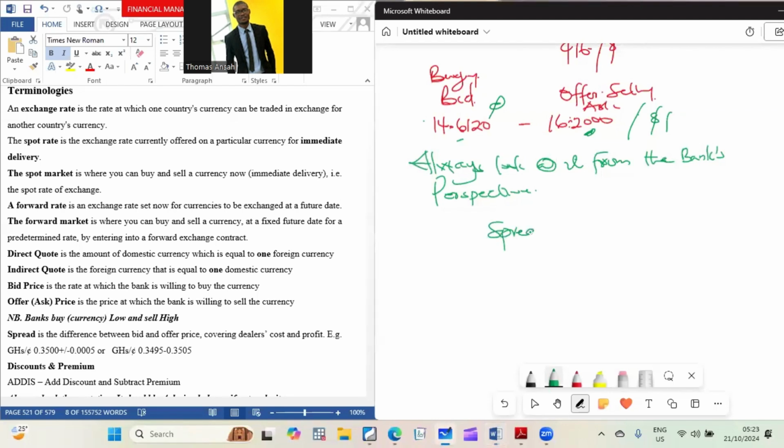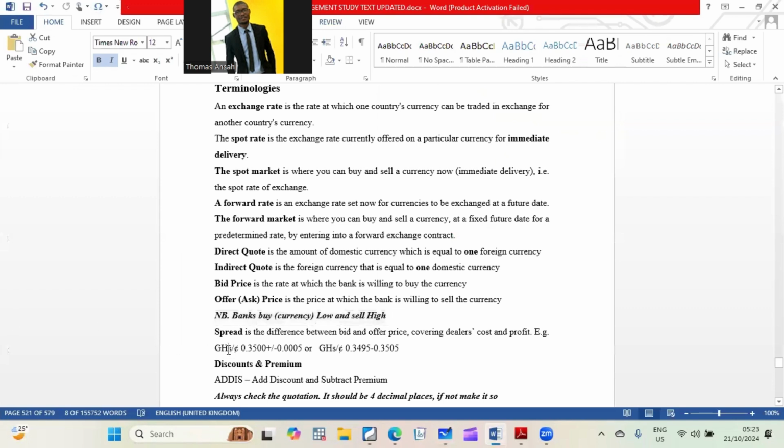Then we have the concept of the spread. A spread is actually the difference between the offer price and the bid price. So a spread may be given to you. If you have this currency with plus or minus 0.0005, like I said, it's quoted in 4 decimal places, then it means that you can minus the 0.0005 from here, and you can also add it to this same 0.35. So plus and minus, you do it on them.